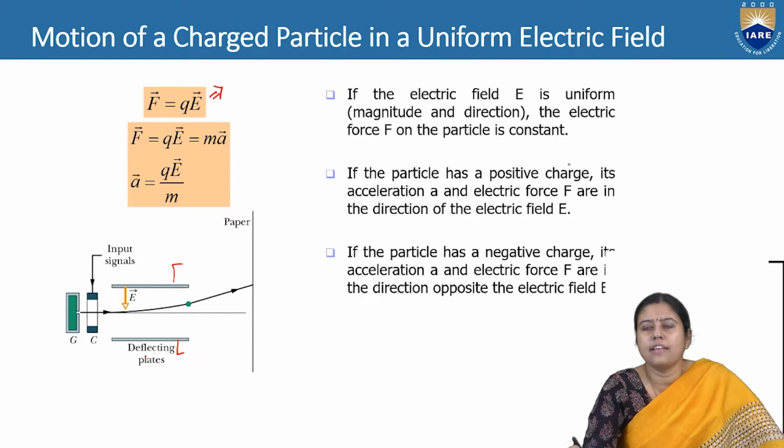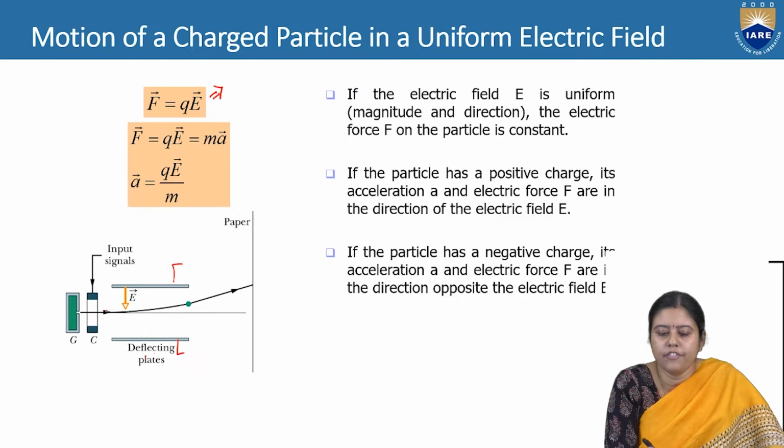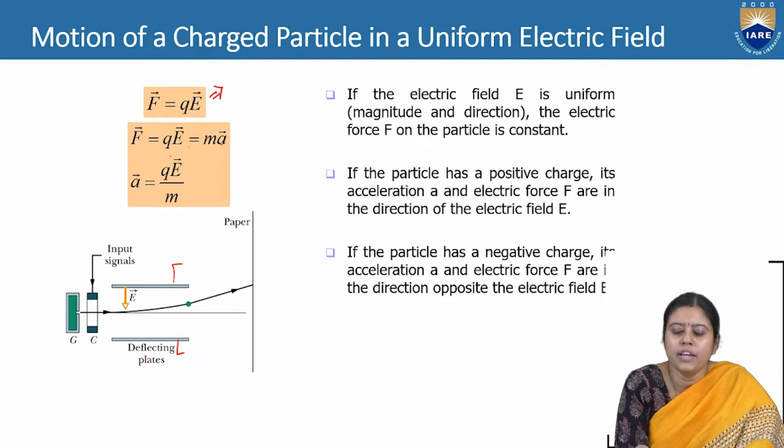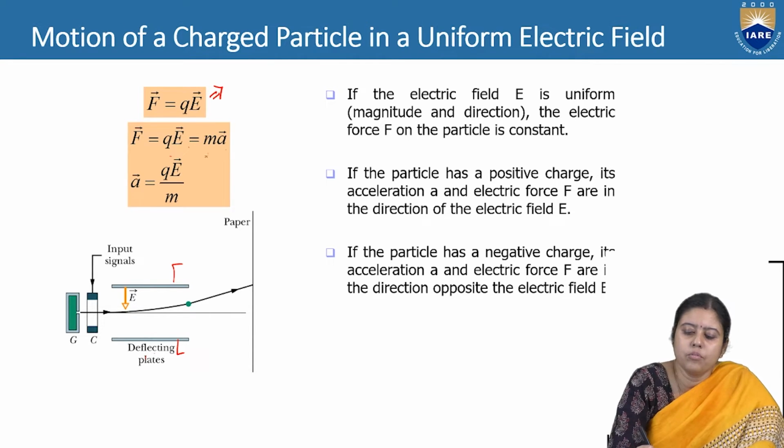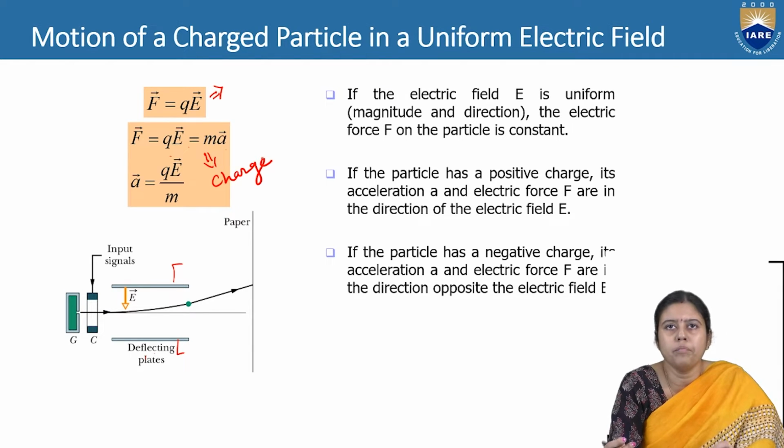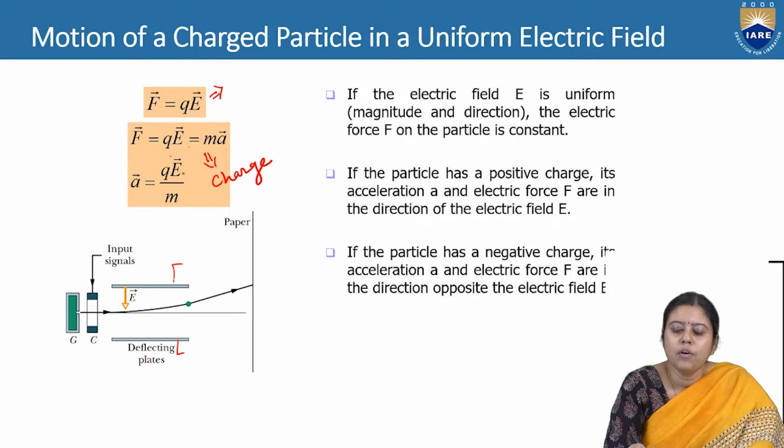If a particle has a positive charge, it has some acceleration A in the direction of the electric field E. So we can write the force F equal to Q into E, which is equal to mass into acceleration. Whose mass is this? This is the mass of the charge. So what is the acceleration? It is QE by M, where Q is the charge, E is the value of the electric field and M is the mass.